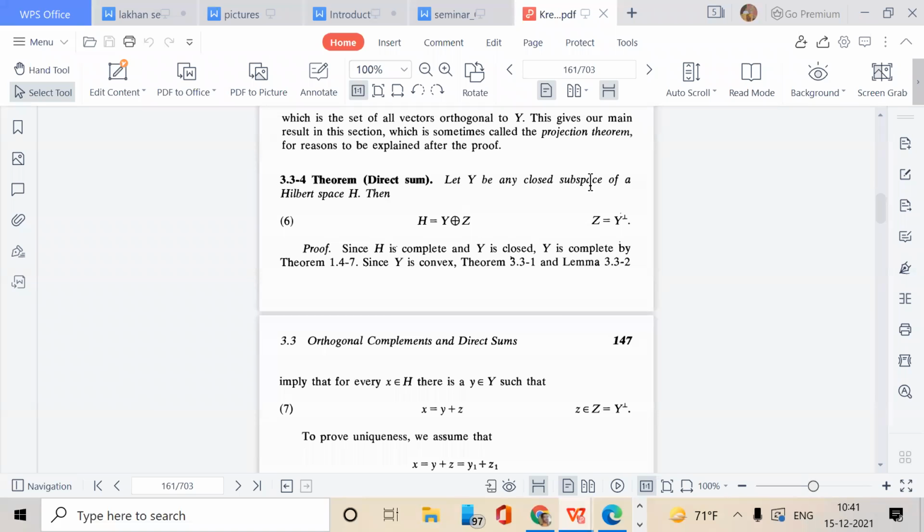Let Y be any closed subspace of a Hilbert space capital H. Then H is equal to Y direct sum Z.